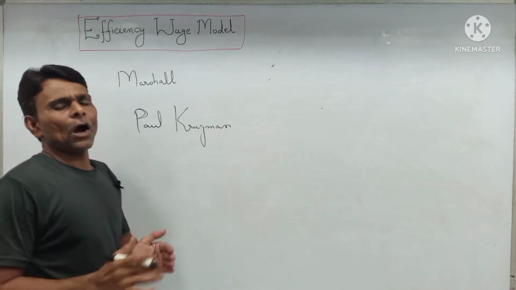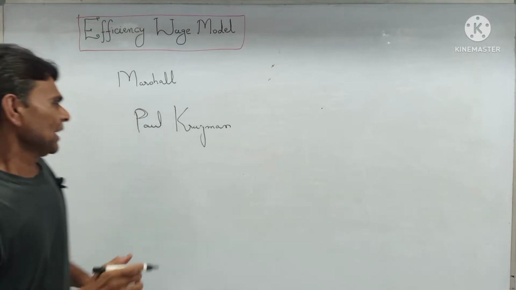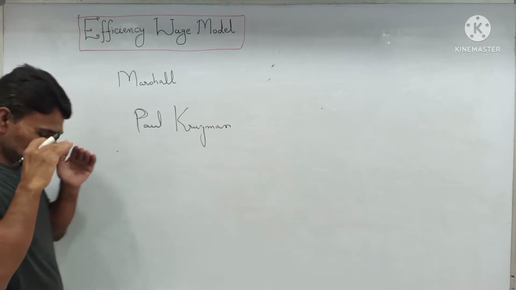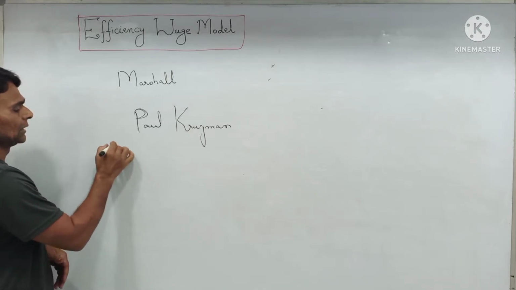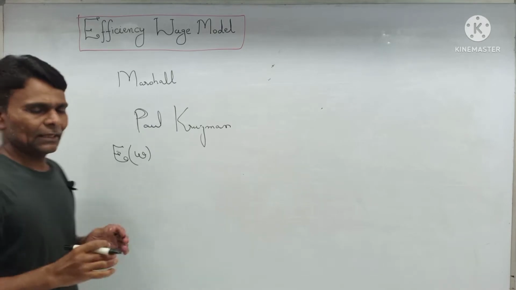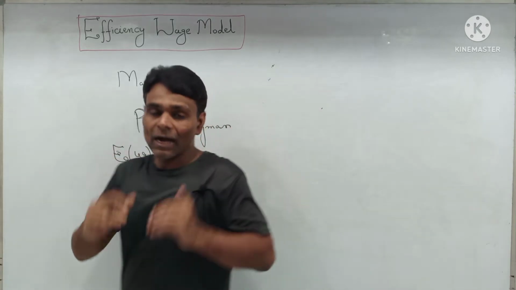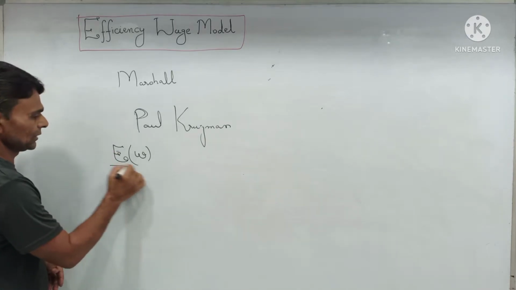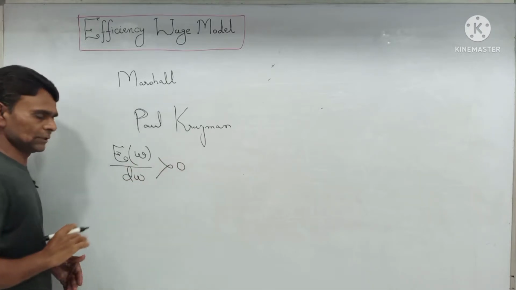Paul Krugman explains how the efficiency-based model works in the real sector. The labor productivity, that is, the efficiency of labor, is denoted by E(W). Here efficiency is a function of wages. That is, a higher wage is associated with a higher level of efficiency. If you take the derivative with respect to W, it is always greater than zero.